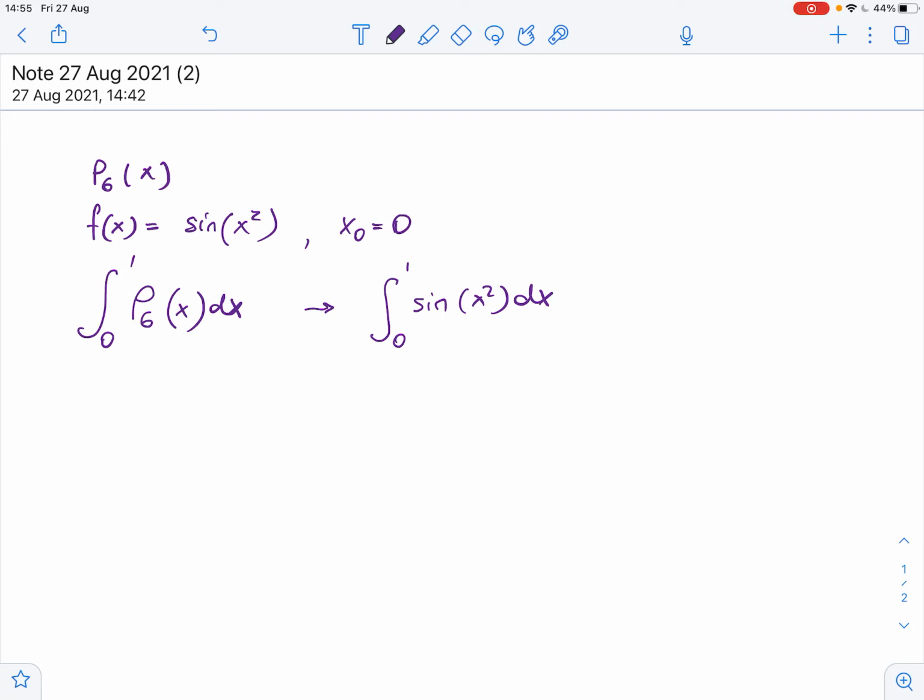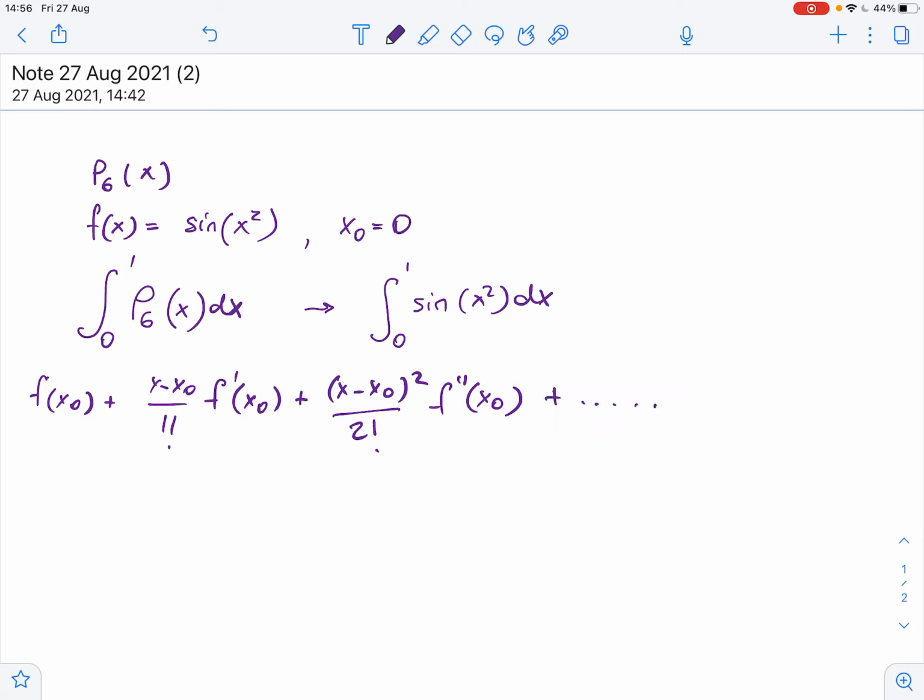Well, so the Taylor series for f of x is f of x0 plus (x minus x0) over 1 factorial times f prime of x0 plus (x minus x0) squared over 2 factorial times the second derivative of f of x0, and so on.